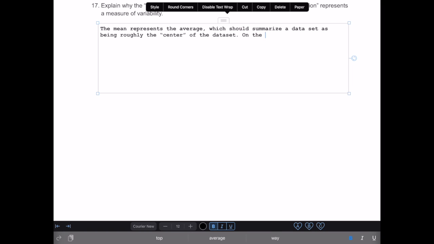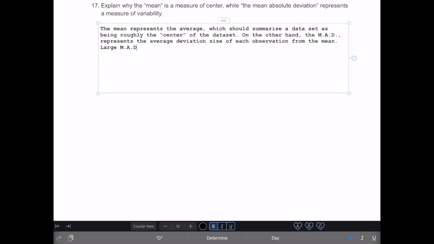On the other hand, I'll say the MAD, or mean absolute deviation, represents the average deviation size of each observation from the mean. So larger MADs represent that the data is more spread out, and smaller MADs represent that the data is more concentrated.